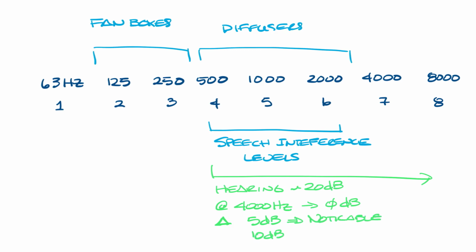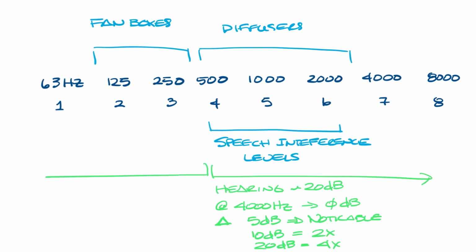In these high frequencies, a 10 dB increase would be perceived as twice as loud, and a 20 dB increase would be perceived as 4 times as loud. So at 4000 Hertz, a 60 dB sound would be twice as loud as a 50 dB sound, and a 70 dB sound would be 4 times as loud as the 50 dB sound.